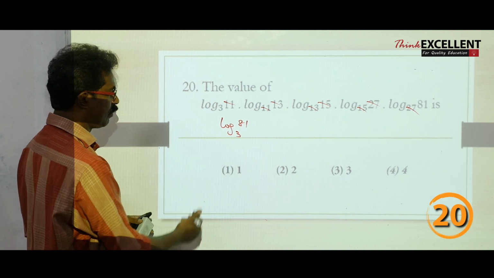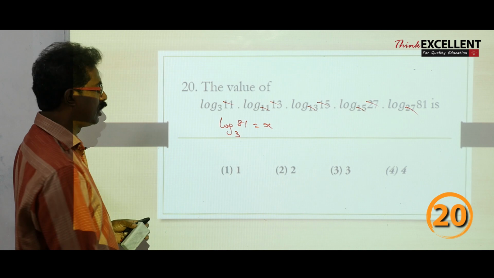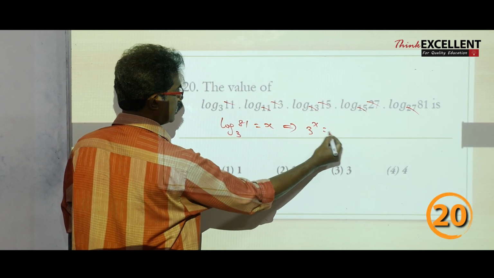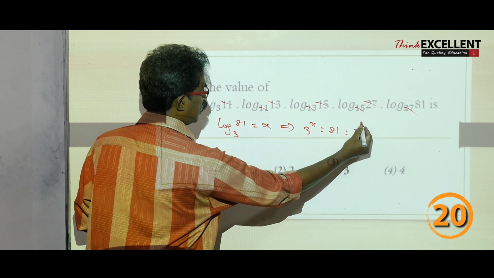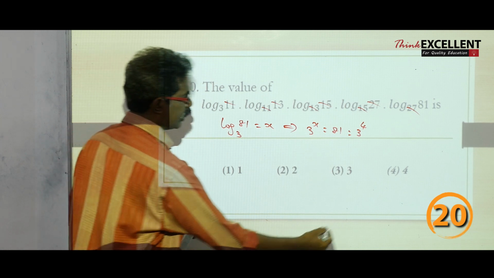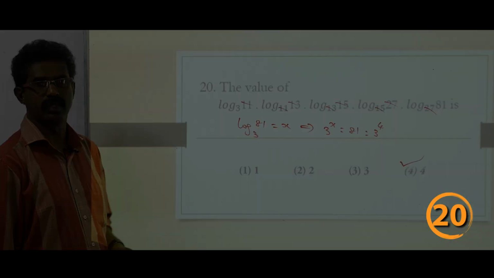So if you want to find the value, you can do it in two ways. You take it as x, change it into exponential form, 3 raised to x. 3 raised to x is 81, that is 81 is 3 raised to 4. Bases are same, so the powers are equal, so you are getting x is equal to 4. So the correct answer is the fourth one.